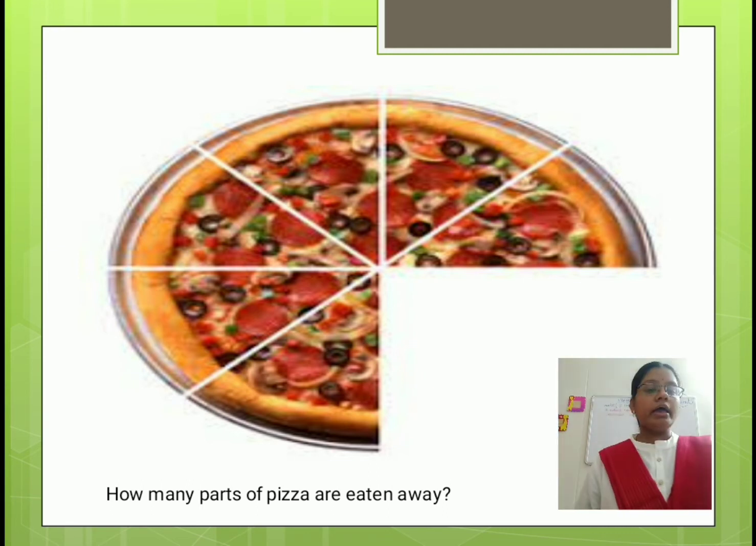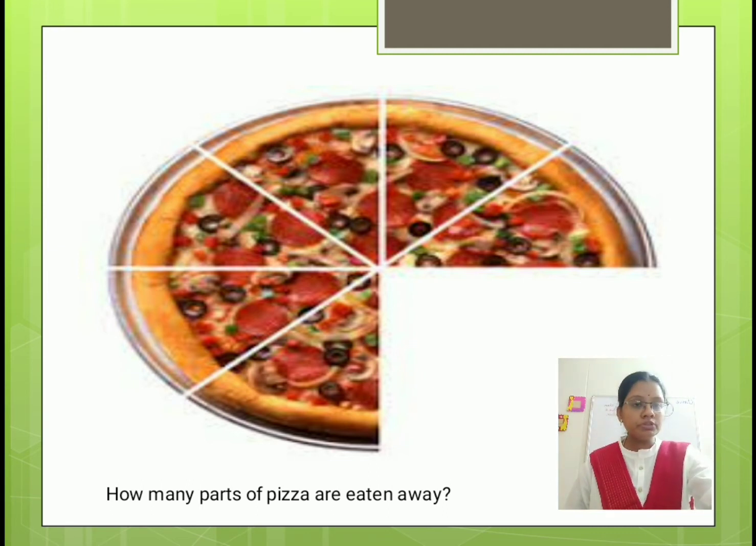For this pizza, 6 parts are present, but the total number of parts of the pizza is 8. So tell me, students, which type of fraction is this? It is a proper fraction, where the numerator is lesser than the denominator. And in an improper fraction, is the denominator greater or the numerator greater? Yes, the numerator is greater in improper fractions.